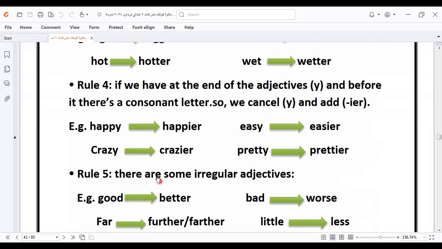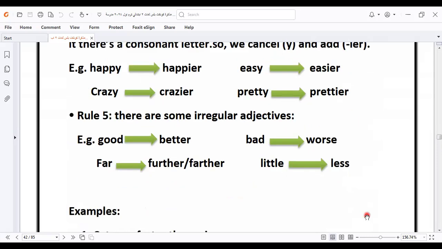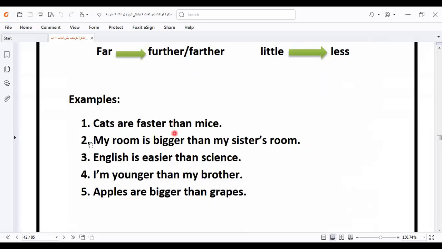Okay, rule 5 here. There are some irregular adjectives like this, as we told you in the last slide. Good, better, bad, worse, far, farther or further, little, less. Examples. Let's study these examples to know more about this lesson.